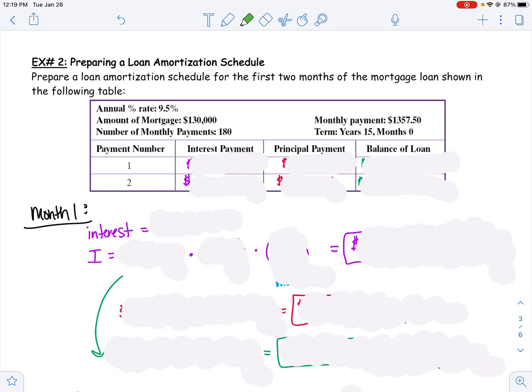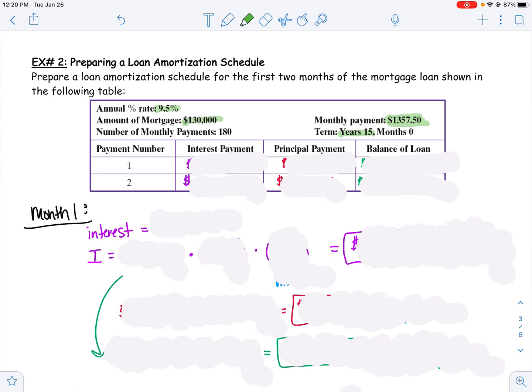So if you look at the information that they give us in example number 2, it says here that the interest rate on this person's mortgage is 9.5%. The amount of the mortgage was $130,000. It looks like this is for a 15-year loan, so that's 180 payments, every month for 15 years. And it looks like they already calculated the monthly payment for us, and the monthly payment is going to be $1,357.50. So that is our mortgage payment every single month.